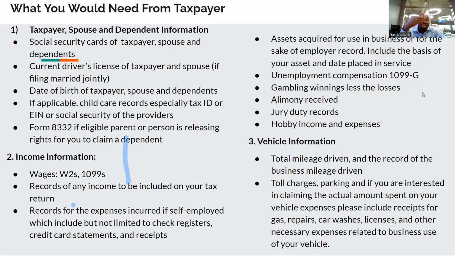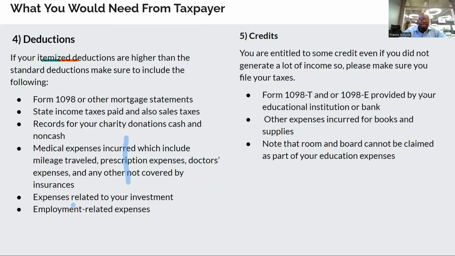So you ask the client, can I see, give me a photocopy of your social security card so I can see their first name, middle name initials, and last name, and you have it correctly. Then for themselves, the spouse and their dependents, you need a current driver license. If filing married jointly, you need the date of birth of taxpayer, spouse, and dependents, if applicable. Then we need income information, vehicle information, all kinds of information. I'm going to go into details of all this when you are practicing. Then we need deductions. If they have, you ask them questions.